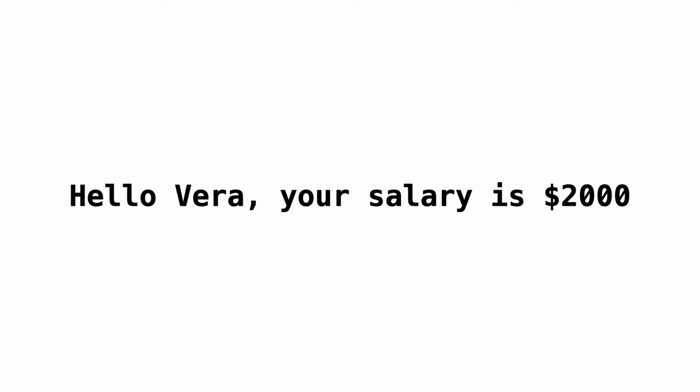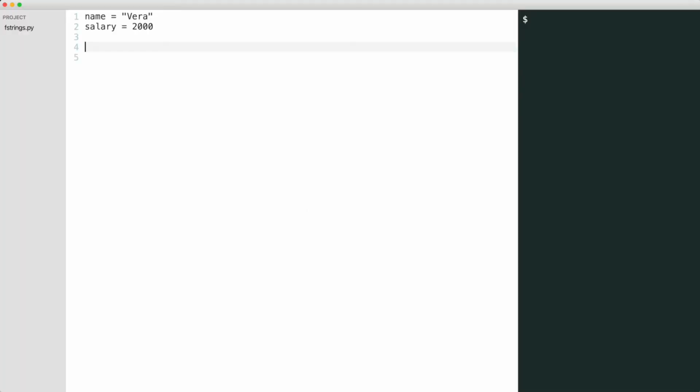This video is focused on programmers who use Python and want to know the most readable and modern way to do string formatting in Python by using f-strings. To show you what I mean, I will use different variations to print a string with name Vera and salary 2000 in it. Let's go!